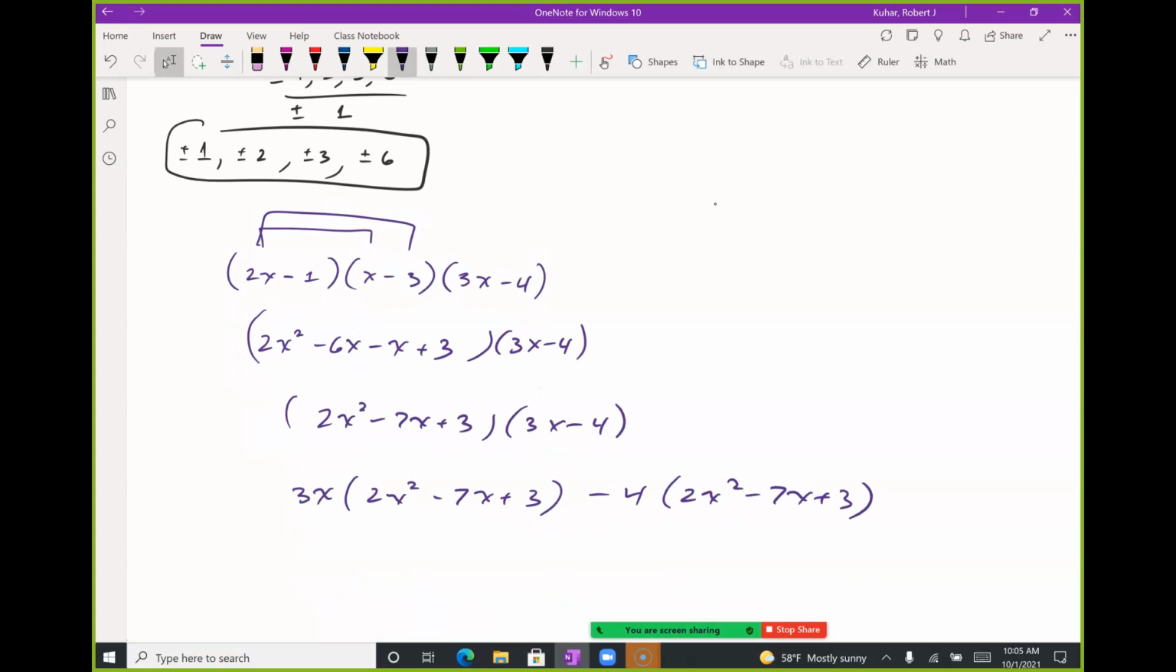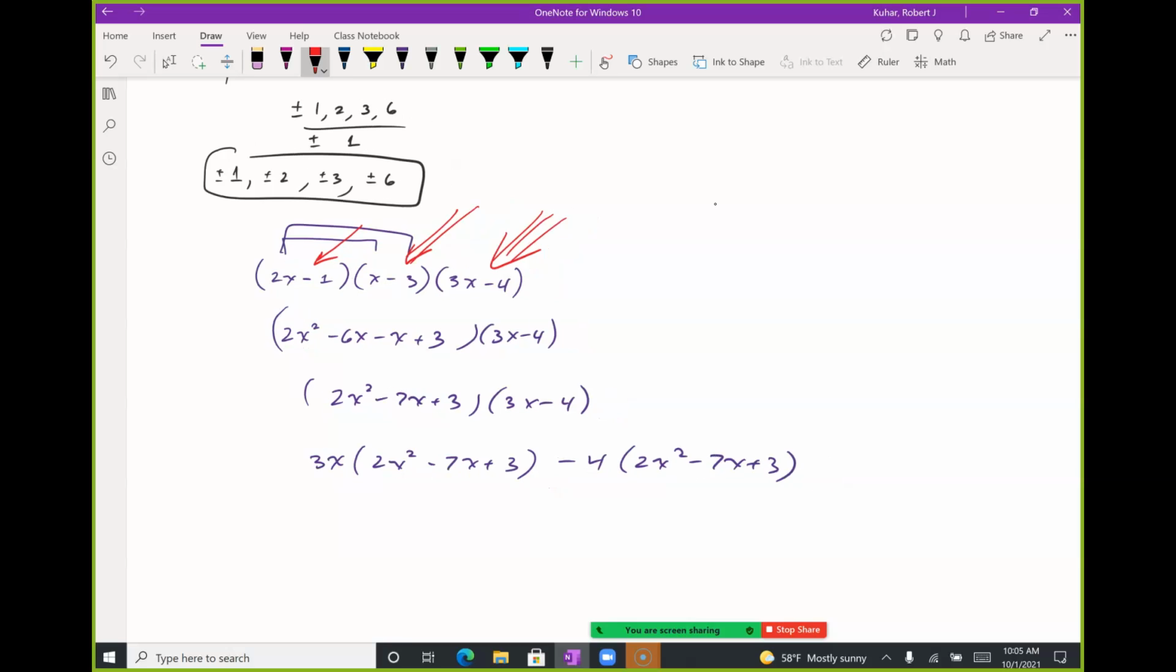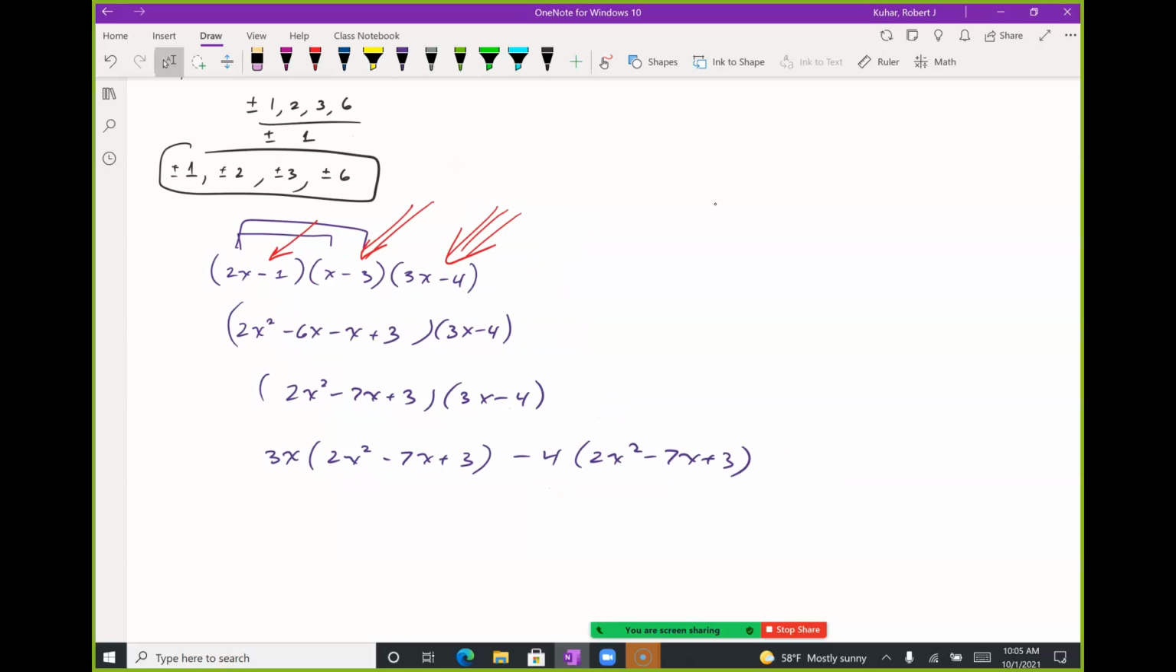Now, what are my roots here, by the way? What's my 0 here? Is it 1/2? Good. What's my second 0 here? 3. 3, and the last one? 4/3. Beautiful. So we know what our rational roots are, right? Because I started with this thing factored.